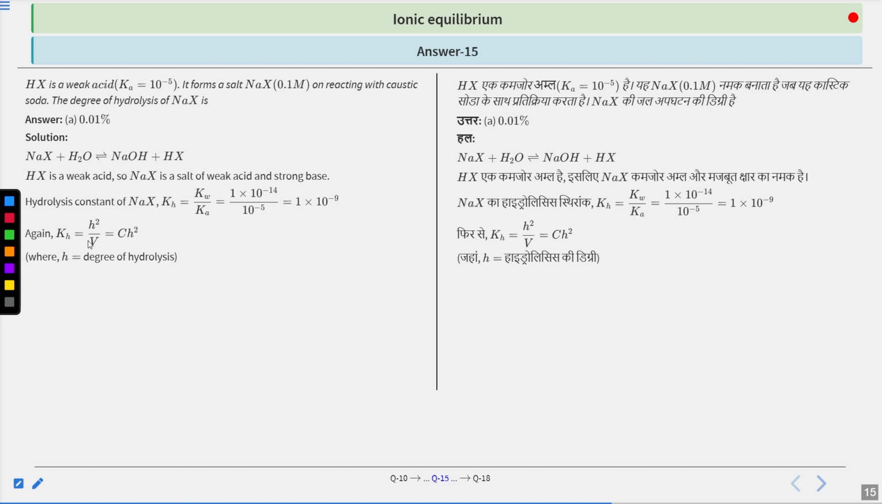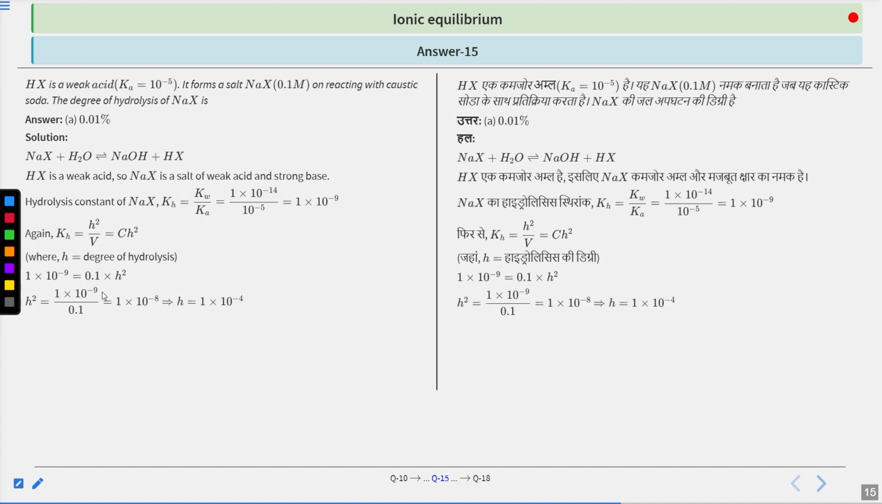Further, we can write Kh as h square by c, or simply c h square. You must have heard this formula. So h is equal to root under Kh by c. So from this we got the Kh. We know that 1 into 10 to the power minus 9 is the calculated value of Kh, and 0.1 is the concentration. So if you reverse it, you will get the volume. So we have done the same thing, that is multiplied by h square.